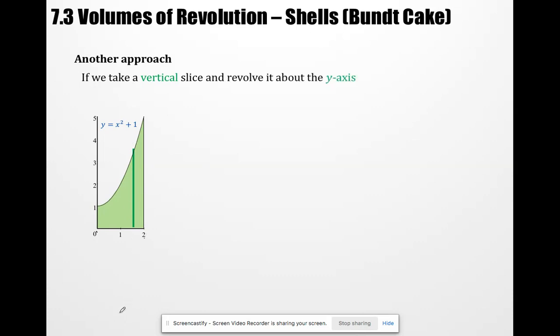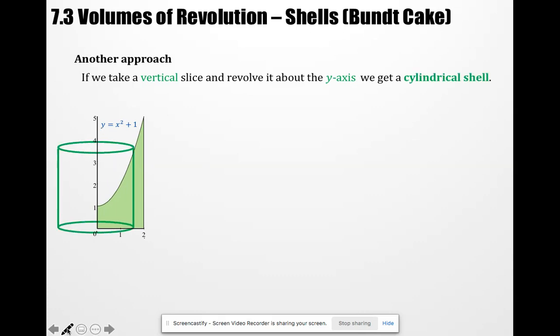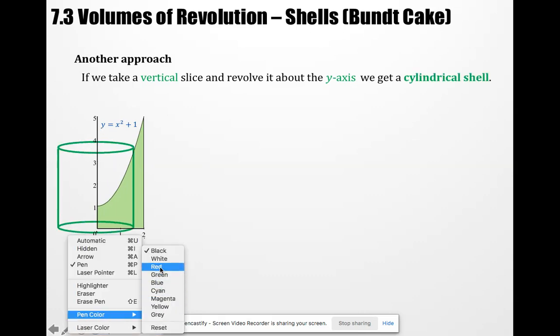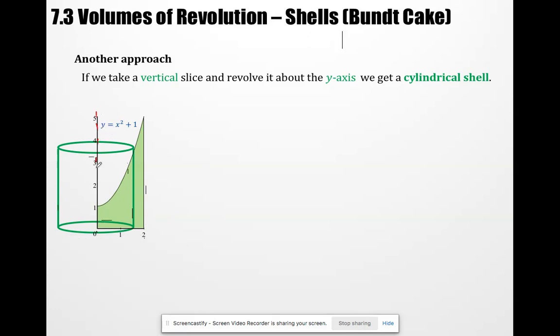So I have a nicer drawing about this. Take a vertical slice, revolve it around the y-axis. Notice that, again, I am parallel to the axis of rotation. The axis of rotation is perpendicular to the x-axis. The slice is parallel to the axis of rotation.